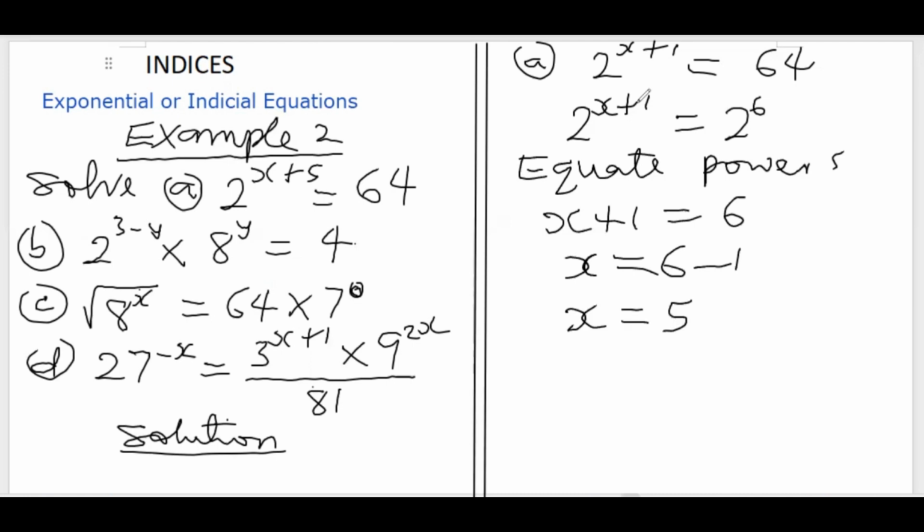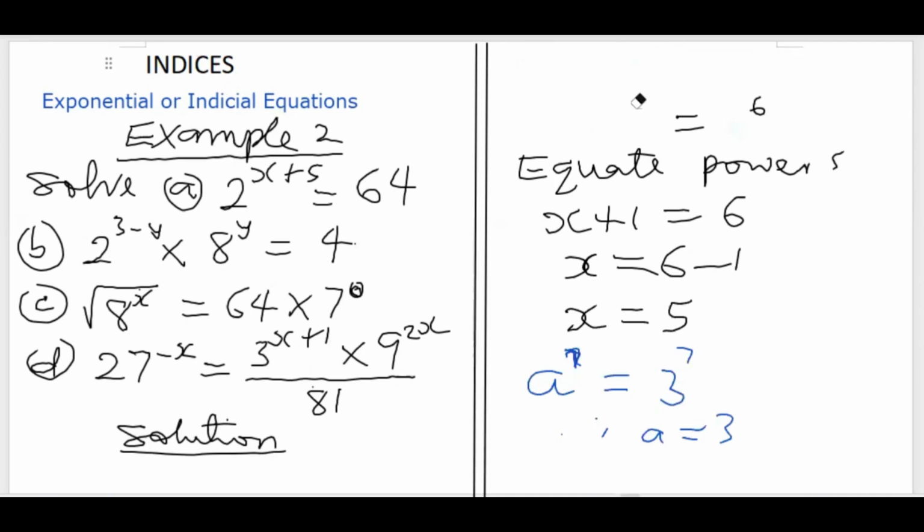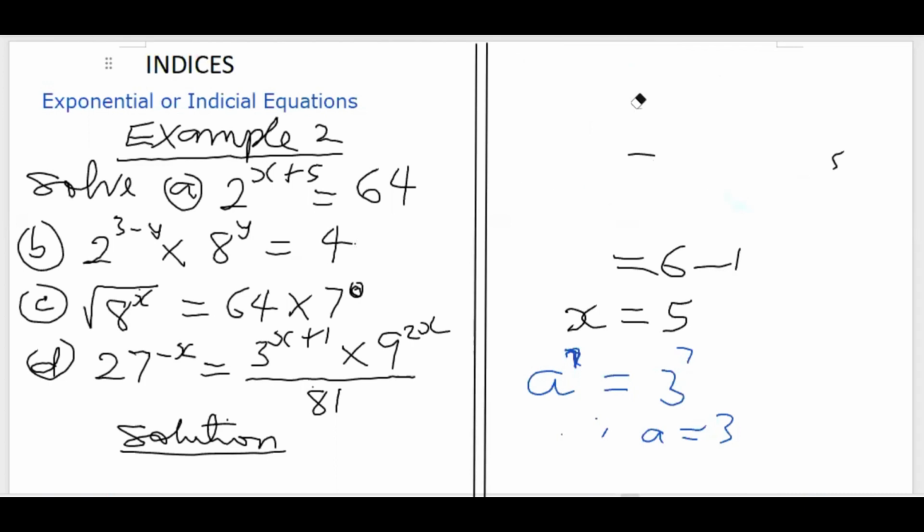It is important to also note that sometimes it is the powers that are equal on both sides. For example, if you are solving something like a to the power of 7 equals 3 to the power of 7, since it is the powers that are equal on both sides, you equate the bases. The base a equals the base 3. So that is what you will get. We'll quickly go to the B part of example 2 and see how we can have that also solved.